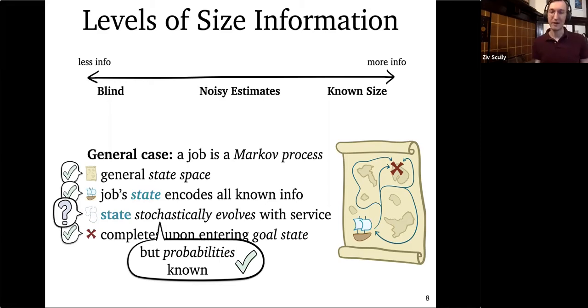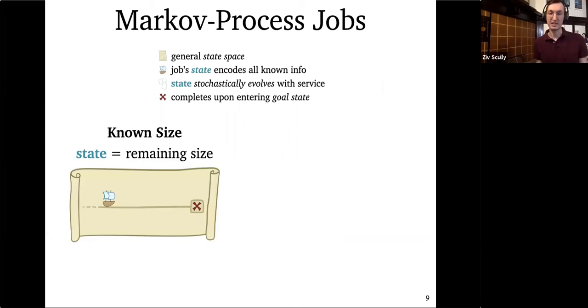So let's talk about how this applies in a few simple cases. First is the known size setting. In a known size setting, we can say that a job state is its remaining size. So here the state space is the real line, where 0 is the goal state. And the dynamics, the way the state evolves with time, is you move towards the goal state. And when you get to the goal state, you're done. All right, so known size is pretty simple.